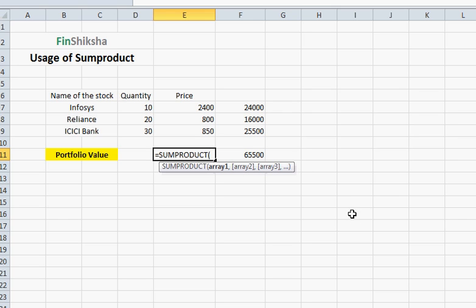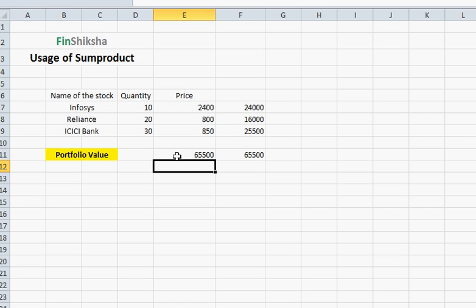Arrays are nothing but sets of numbers, sets of data. In this case, the first array would be the quantity of stocks that we have. We put a comma. The second array would be the current market prices of those specific stocks. We close the bracket. We don't have any third data point here. What this does is, if you see in this formula, it would first take the product of D7 with E7, D8 with E8, D9 with E9, and then sum all that.